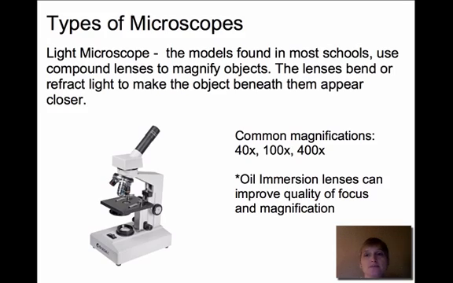So first of all, let's talk about the different types. The light microscope is the microscope that you're probably most familiar with. It's the one that we use in school. It's the one that's shown on the picture here. The lenses in a light microscope bend, or what we call refract, the light, and it makes the object appear closer to you. So there are three common magnifications. There's 40, 100, and 400.